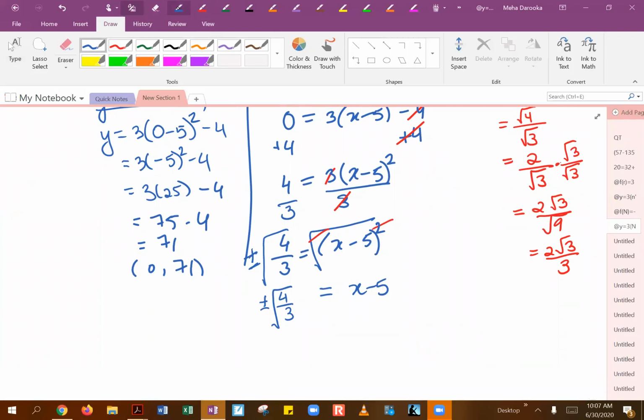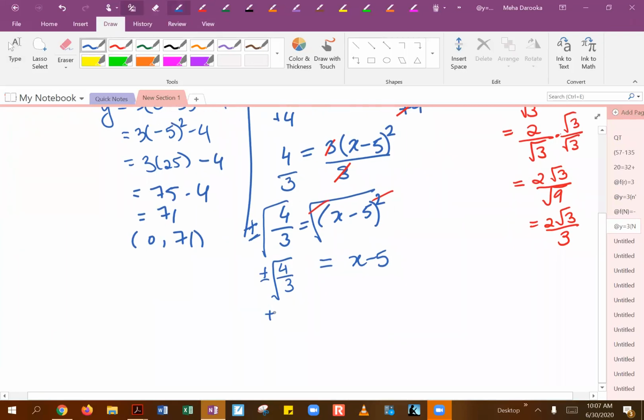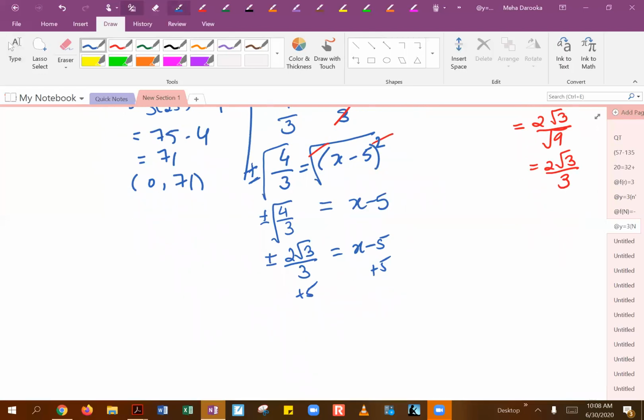So once you clean it up, we can rewrite this as plus or minus 2 square root of 3 over 3, and then you can go ahead and move that 5 to the other side. Sorry, that should be minus. So we have minus 5 here, and then you add that 5, move it to the other side. And so you can obviously see this is not going to be a happy number. This is probably a decimal approximation.